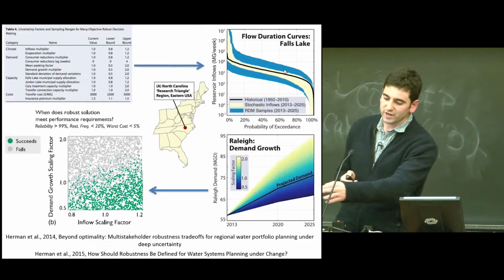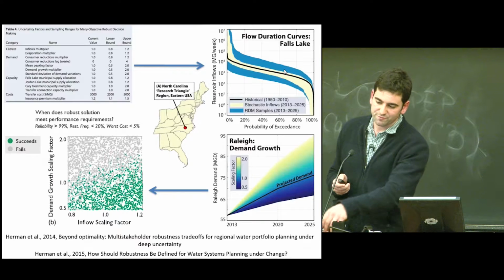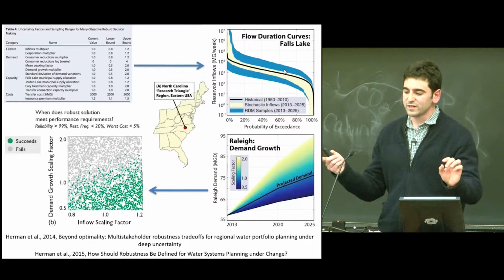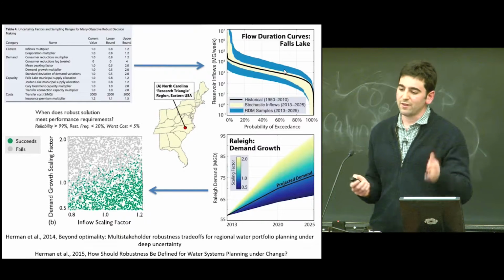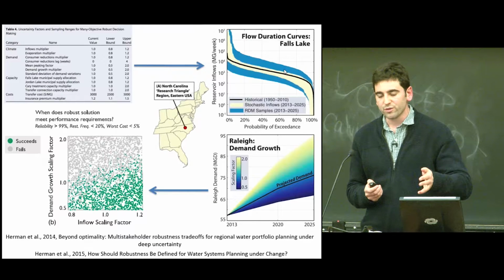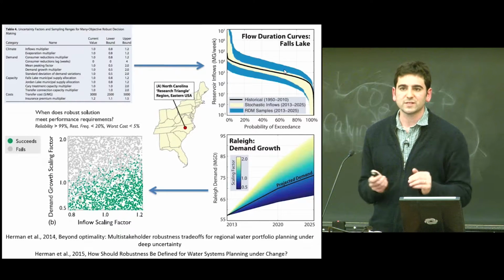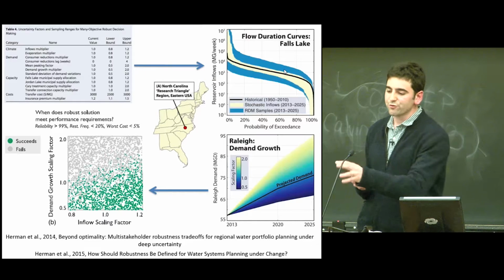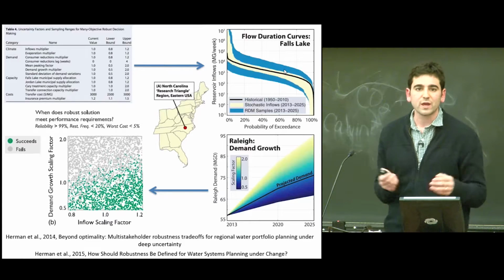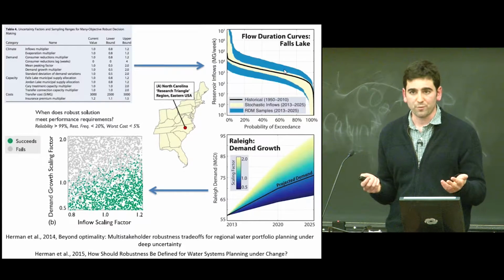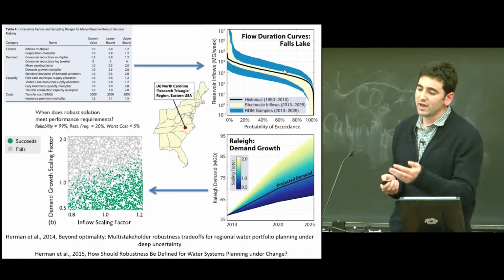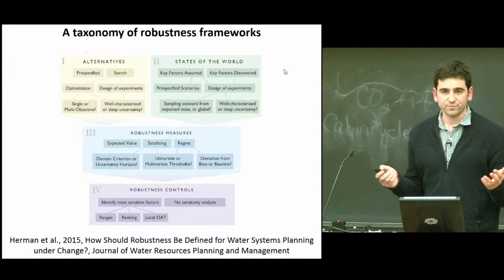And so here what we're looking at is, on the x-axis in this bottom left plot, the sensitivity of inflow scaling, and on the y-axis, changes in demand growth. And all those dots are all these different scenarios that they tested. The green dots are the ones that succeed, or that provide good enough performance for all the objectives we care about. And the gray ones don't.